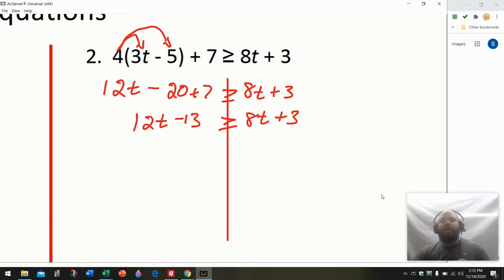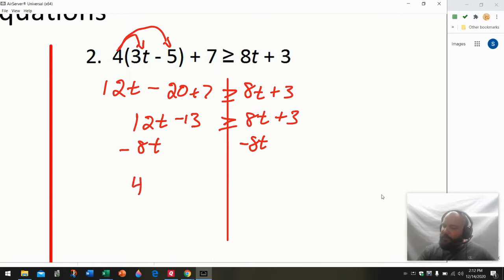So now we're going to move all the variables to one side. You can see there's a 12t here and there's an 8t there. Another thing to keep in mind is we like the variable to be on the left-hand side. As a matter of fact, I even stated that I want your final answer to have the variable on the left-hand side. So that means we're going to take this 8t and move it over here. But in order to move something from one side of the line to the other, you either have to add or subtract it. And so I'm going to subtract 8t right here.